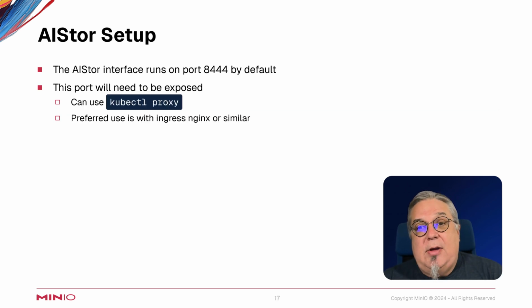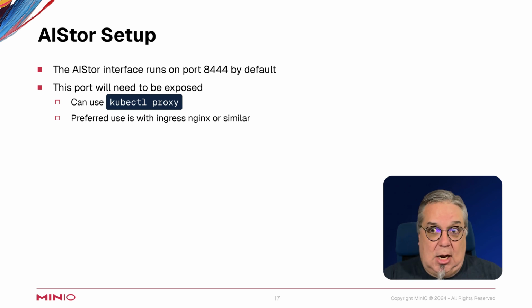To complete your setup of AIStor, you'll need to access the interface. The AIStor interface, your console, is going to run on port 8444 by default. This port needs to be exposed so that you can get to it through your web browser. You can use kubectl proxy. You can also use something like Ingress and Nginx or something similar to actually get that port available to your web browser.